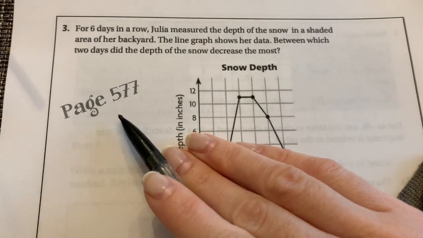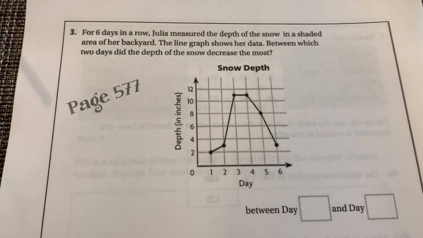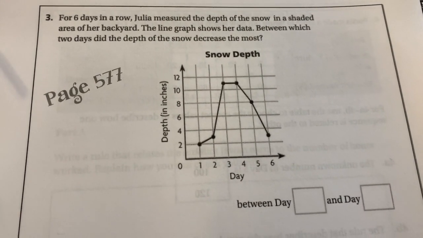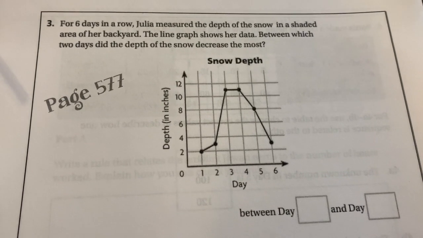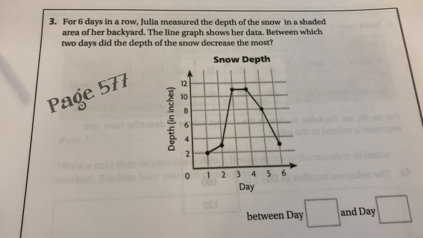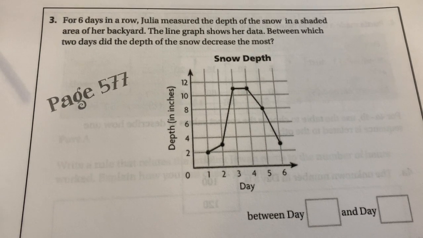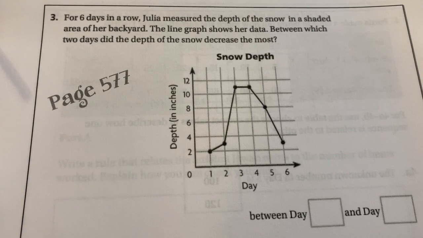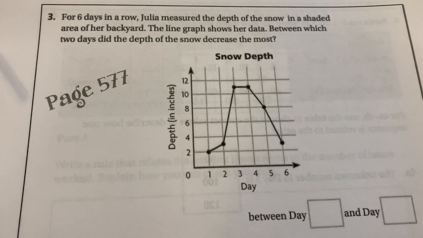This begins on page 577 of your textbook. As usual, we're not going to do the entire review from the textbook. We're going to skip around. So this is number 3 we're going to begin with. For 6 days in a row, Julia measured the depth of the snow in a shaded area of her backyard. The line graph shows her data. Between which 2 days did the depth of the snow decrease the most?